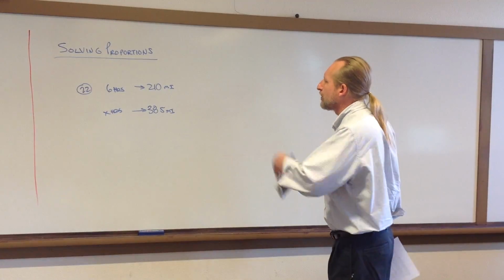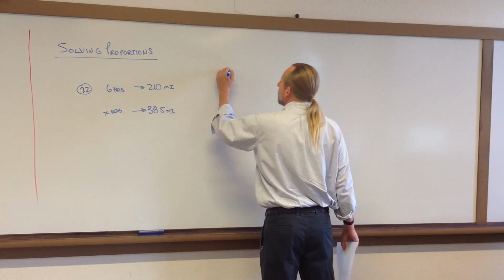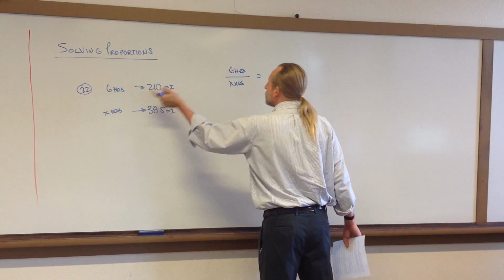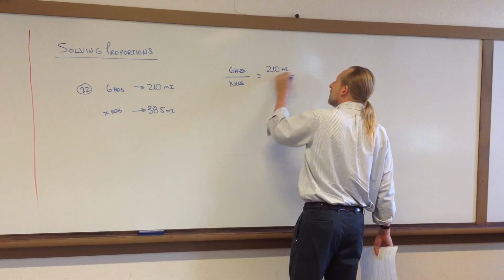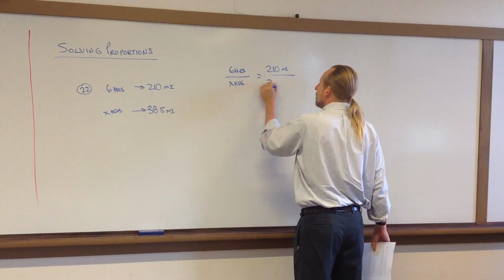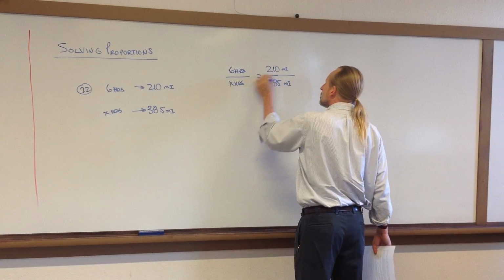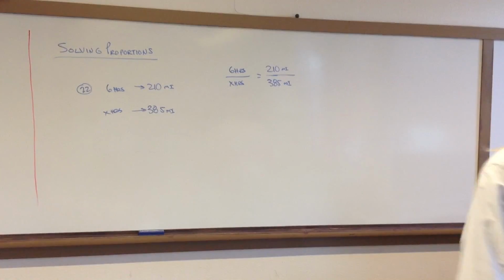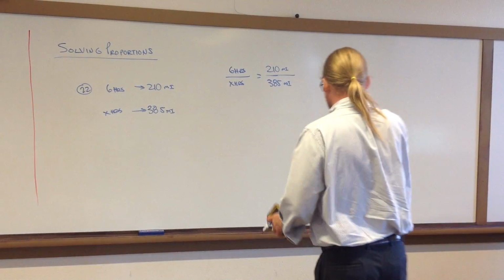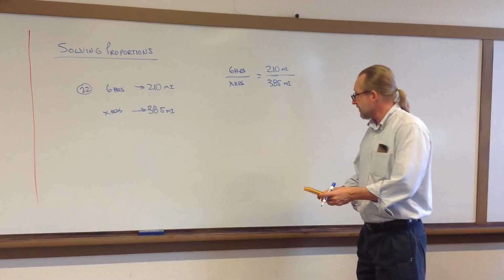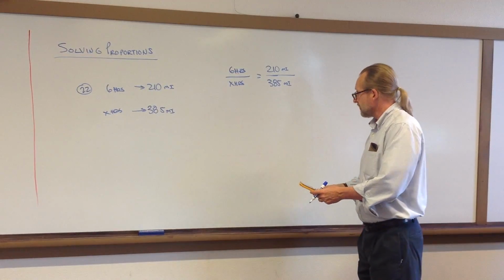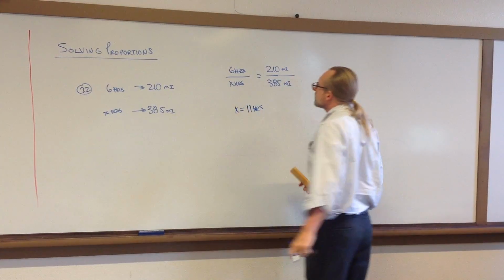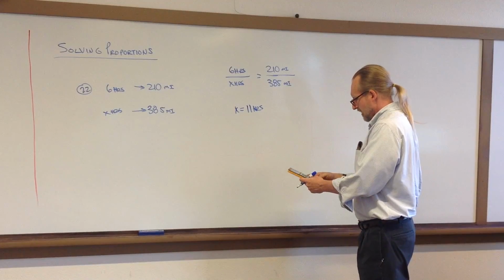Okay, so let's set up a proportion here. We'll match up the hours in the first proportion, and then that 210 miles should match up with the 6 hours, and the 385 miles matches up with the x hours. So now we have to make a calculation here. We're going to do 6 times 385, and then divide that by 210, and that tells us that this should take 11 hours.